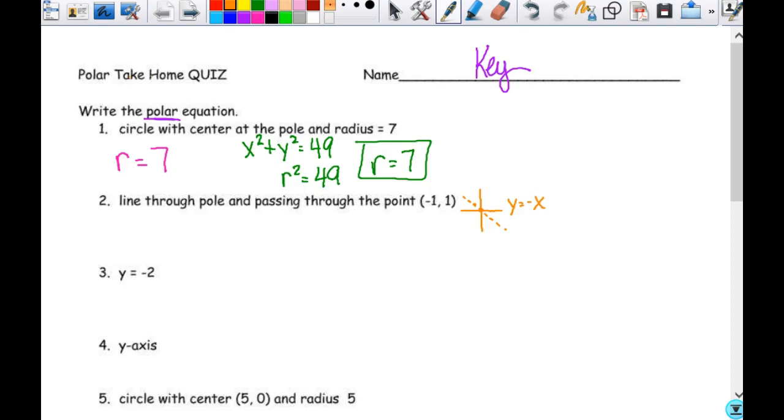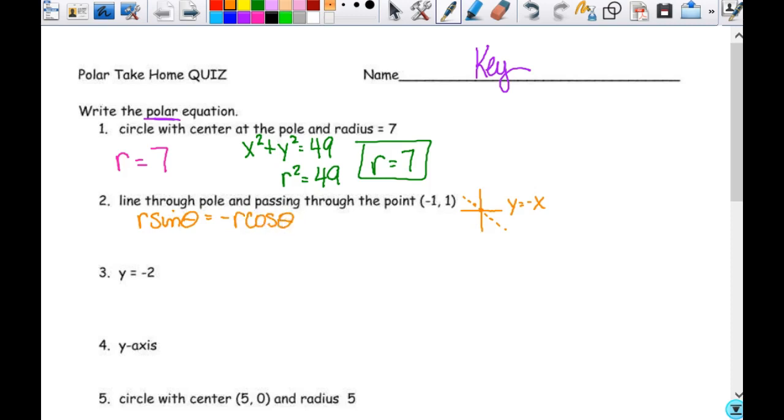Because a line that passes through the pole is just going to be a theta equals line. And so I need to know what that theta is, and that's how much it tilts, or what the slope is. When I take the tangent inverse of 1 over -1, then I can figure it out from there. If you're not really sure what to do with that, once you get it in this form and understand what's happening, we can just substitute. So if I'm going to substitute, let's go that way. I'm going to get r sine theta equals -r cosine theta.